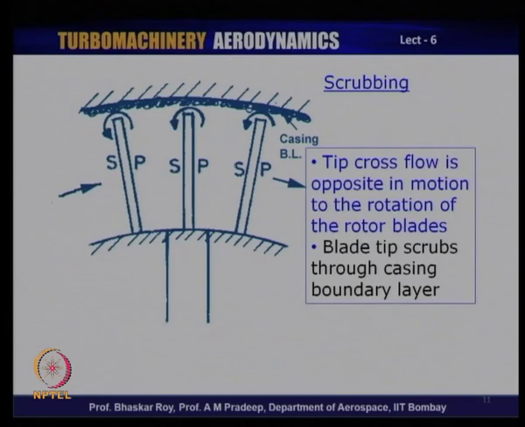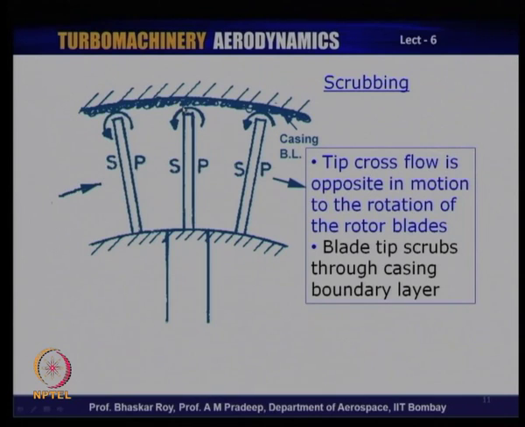Now, this tip cross flow is inevitable, but in a compressor, as you can see in this diagram, the blades are rotating in this direction, the cross flow is in this direction. So, the cross flow is in the opposite direction to the direction of rotation of the blades. So, it opposes the motion of the rotation of the blade. Now, this cross flow again normally occurs partially, definitely partially, through the blade tip boundary layer or the casing boundary layer. You see, when the flow moves from this side to that side, there is a boundary layer which has been formed in the casing.